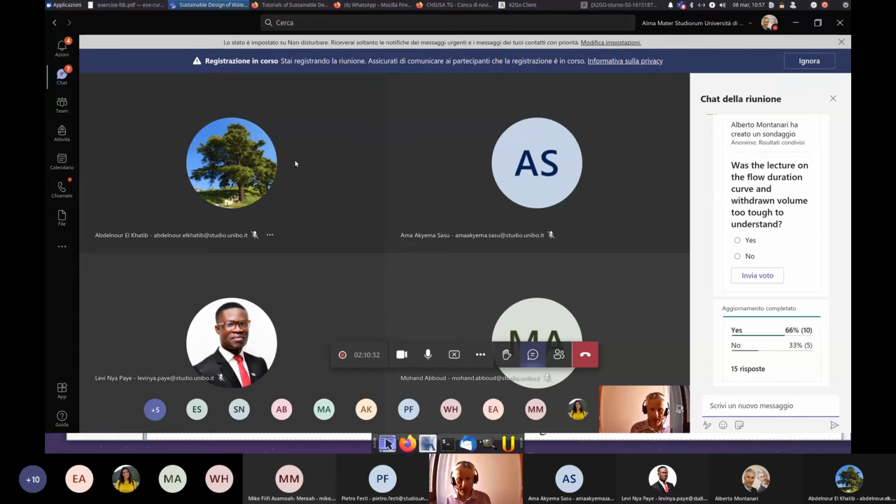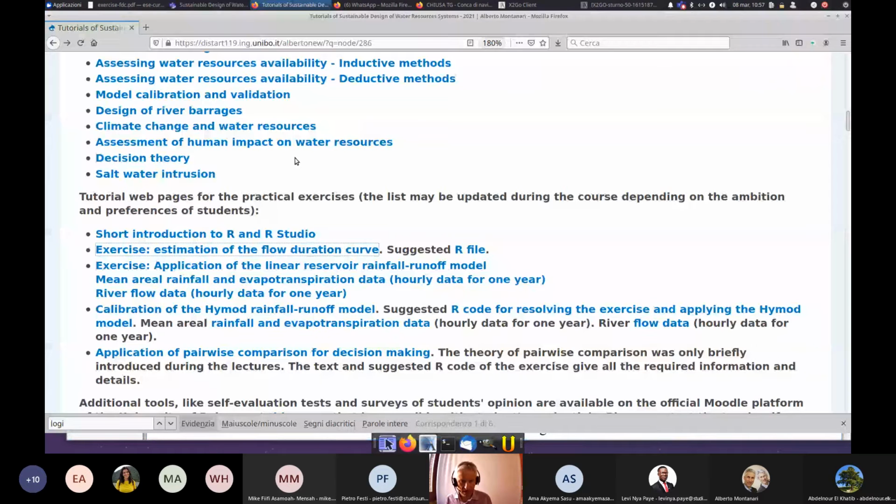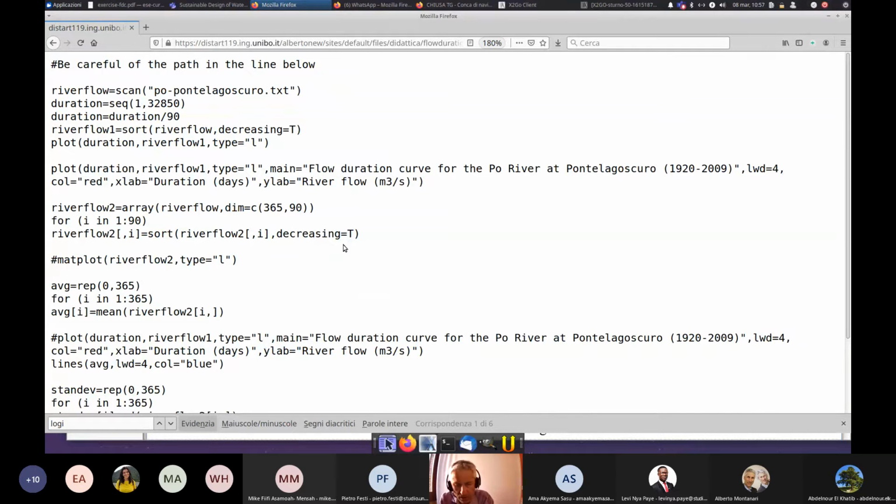Now let's move forward by going back to the web page. There is a suggested R file, which you can click on. If you click here, you get a series of instructions in R. Basically, this is meant to support you because it already gives you the solution. And I think this is the most efficient way to do this exercise in R, which means following what is already prepared, but we need to understand line by line what we are doing. So what I'm now suggesting is that you open an R console.